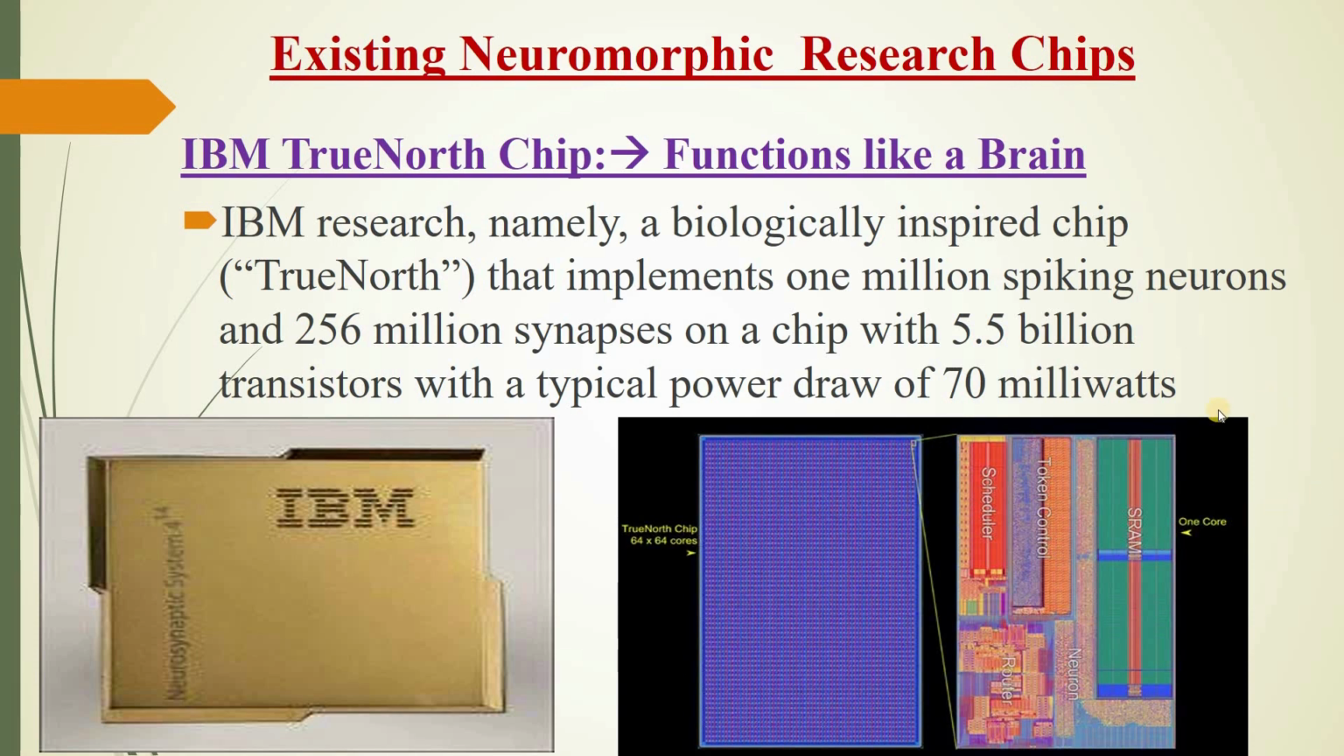IBM Research built a biologically inspired chip, TrueNorth, that implements 1 million spiking neurons and 256 million synapses on a chip with 5.5 billion transistors, with a typical power draw of 70 milliwatts. So the IBM TrueNorth chip consists of 5.5 billion transistors.